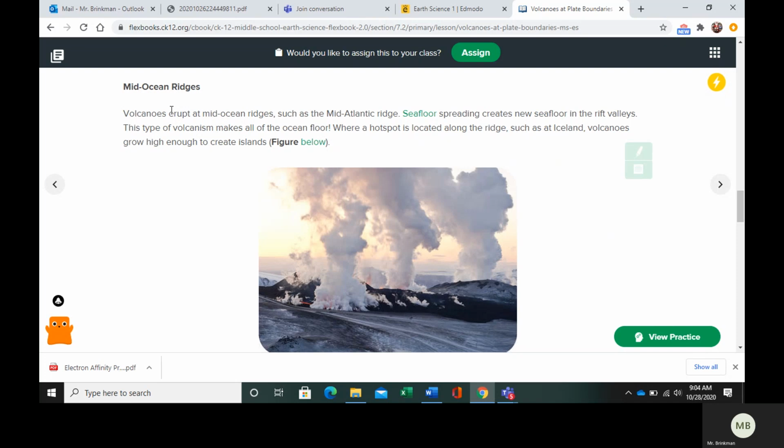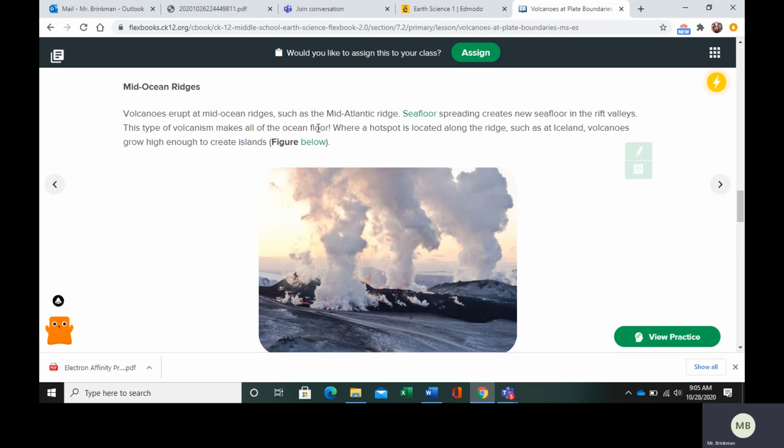Mid-ocean ridges. Mid-ocean ridges happen at divergent plate boundaries where it's ocean plate and ocean plate. But this is because there's seafloor spreading, and seafloor spreading is going to create new seafloor in the rift valleys. So this type of volcanism is going to be what makes up the ocean floor.